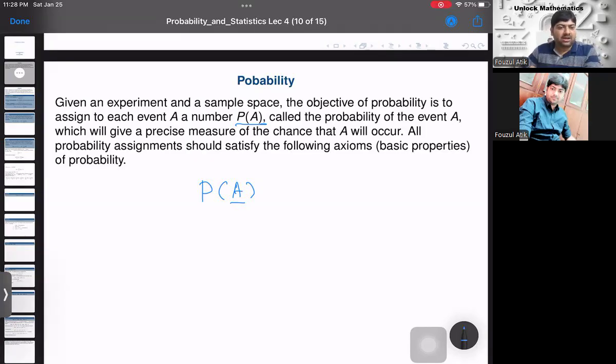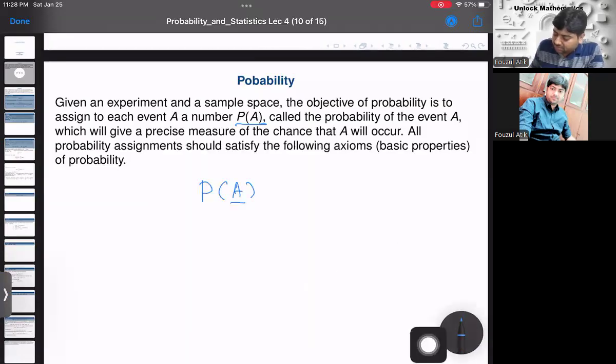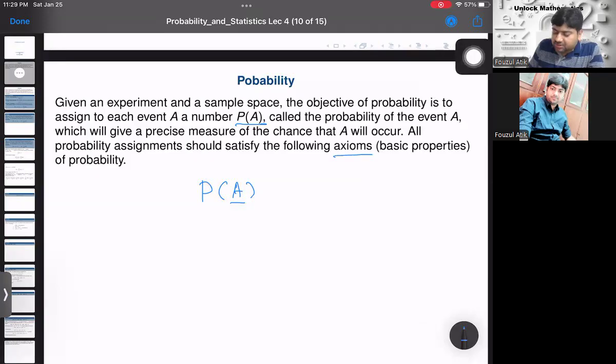Correct? And all probability assignment should satisfy the following axioms or basic properties of probability. Now, what do you mean by this axiom? This axiom means some accepted truth, right? Without any proof, that everyone accepts that these things will happen. You do not have any proof. So regarding probability, we have certain axioms. Let us see what they are.